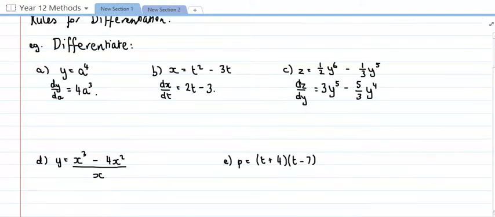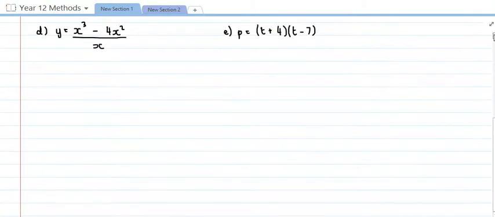The next two are a little bit more complicated. So in this one here, we've got just y in terms of x, so it's going to be dy dx again, but before I can do that, I actually need to do some fixing up of this thing. You notice that this is a division problem. We didn't have any rule for dealing with division. So when this happens, we actually just need to divide through the terms.